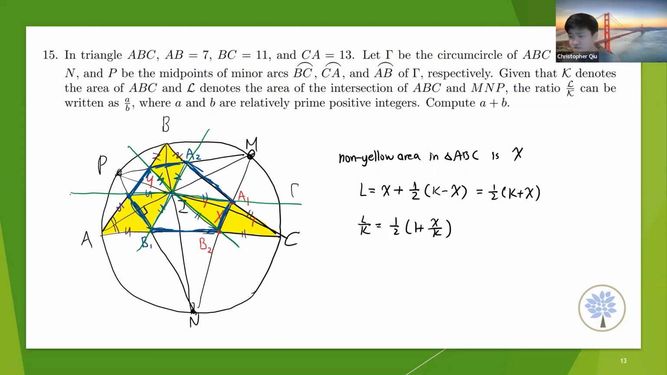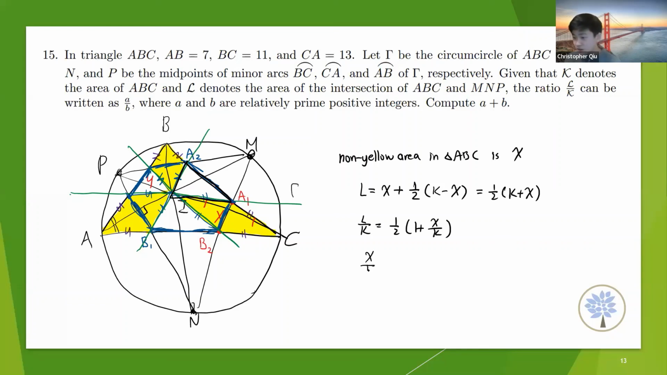And so now it suffices to find the ratio X over K. But then one thing we can notice is that, for example, in this triangle, all 3 sides are parallel to the sides of ABC because of the observations we made earlier. So in fact, each of these three triangles are similar to triangle ABC. And we can find the similarity ratio to be this over AC, this over AC, and this over AC. So in fact, the similarity ratios are going to be AB1 over AC, B1B2 over AC, and B2C over AC.